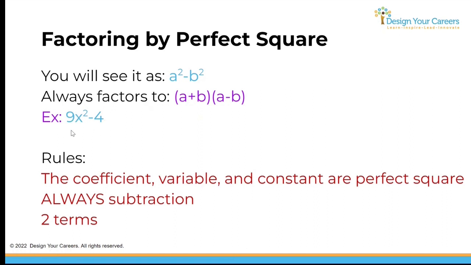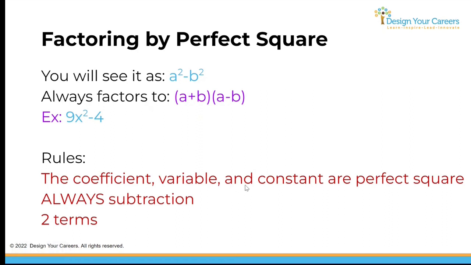A perfect square is numbers like 4, 9, 16. Just in case you don't already know that, 2 times 2 is 4, 3 times 3 is 9. And for variables, it would be like x squared or x to the 4th. As you can see in this example, the coefficient, which is 9, is a perfect square. Since x squared is a perfect square, because x times x is x squared, and 4 is also a perfect square, it checks off the first rule.